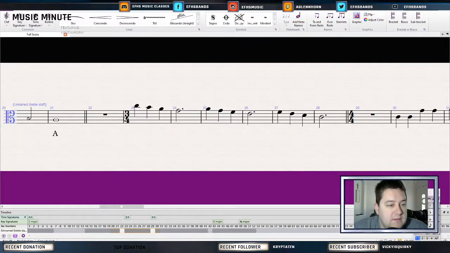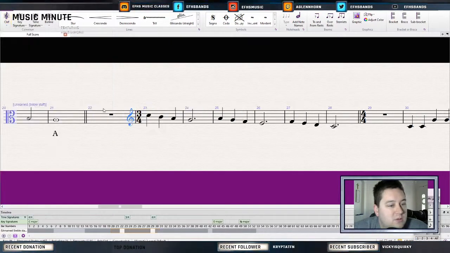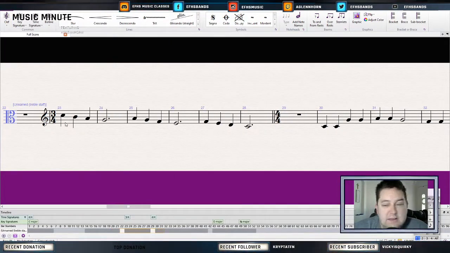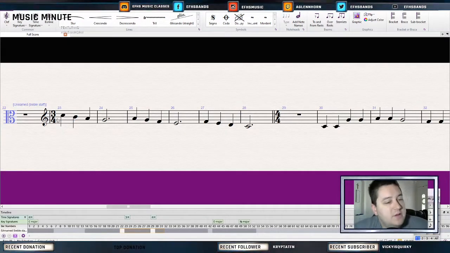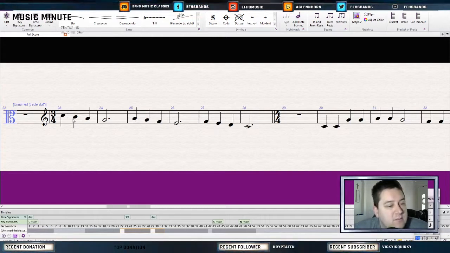Ooh, it's stuck in tenor clef. Hold on. We're going to put ourselves back in treble clef. There we go. All right, so we're in 3/4. Now we're looking at this example right over here. So if you notice, it's just one long descending scale downward. C, B, A, G, F, E, F, E, D, C.